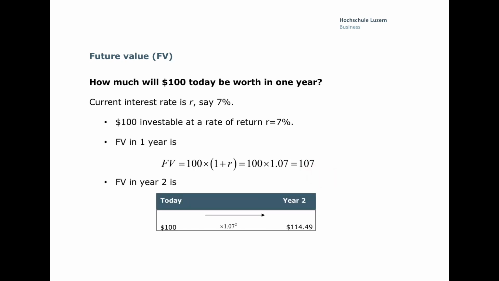In a similar fashion, we can compute the future value of $100 in year 2. The computation is straightforward, since we only have to square the accumulation factor of 1.07 and multiply it with the $100, which yields a future value of $114.49 in year 2. Of course, we can do this for any arbitrary number of periods t, which is known as compound interest.